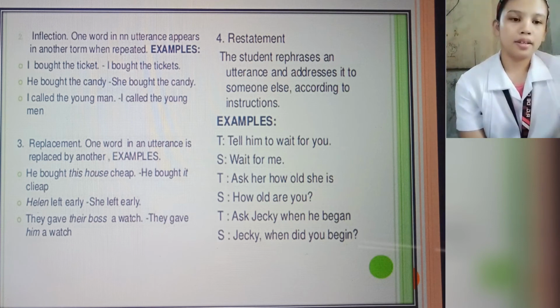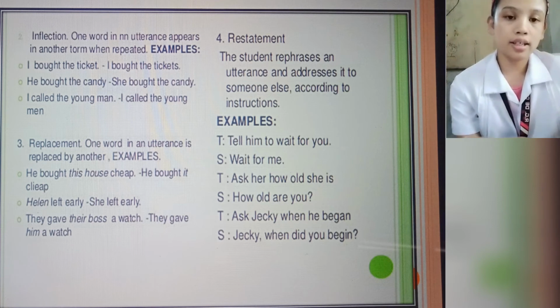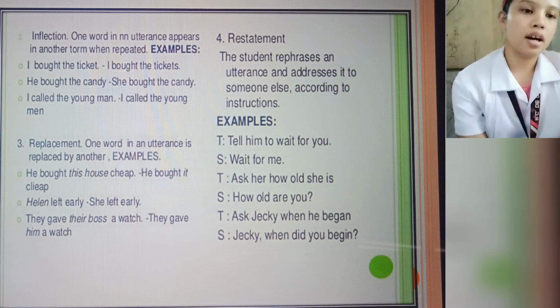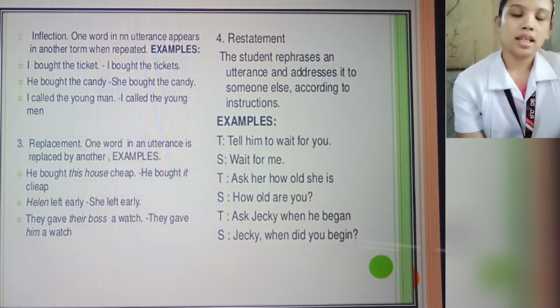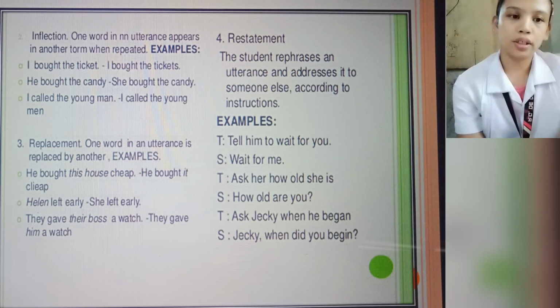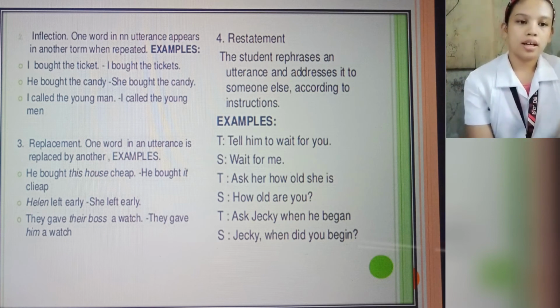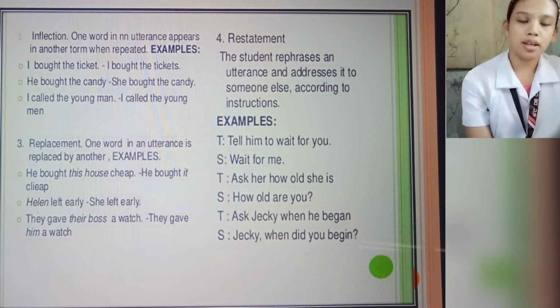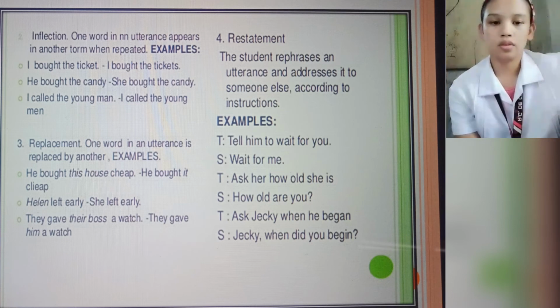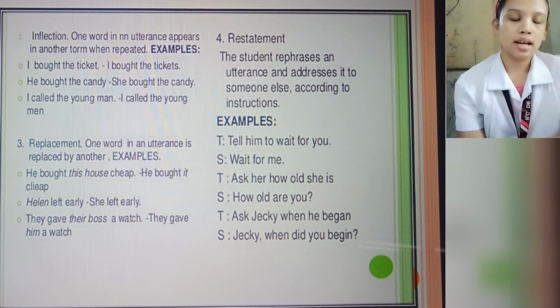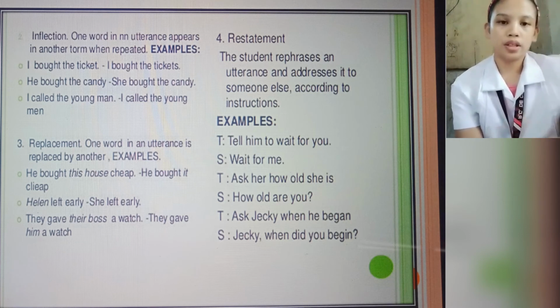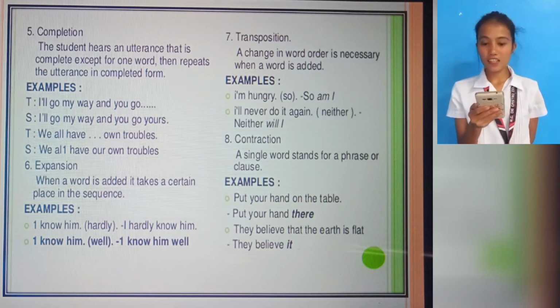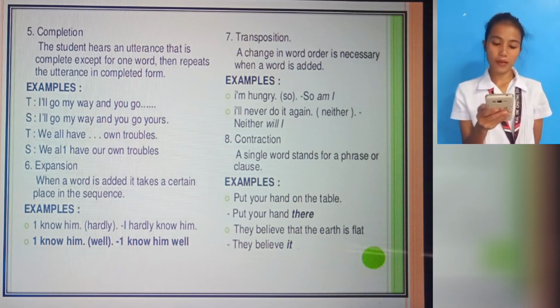And here is another example. Ask her, how old are you? You can easily say, how old are you? And ask Jackie, when he began. Jackie, when did you begin? So that is the example of restatement. So there's a kind of drills used in audiolingual method.